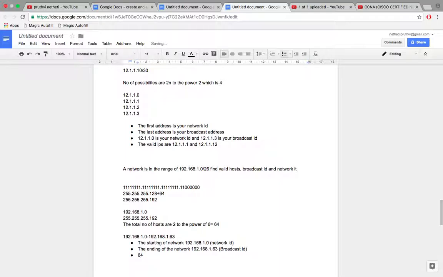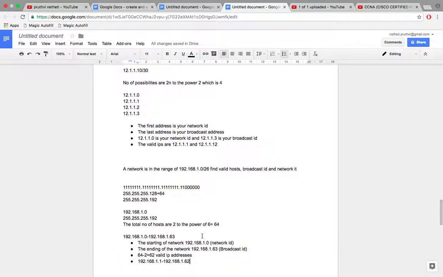64 minus 2. We subtracted the broadcast ID as well as the network ID, and we got 62 valid IP addresses. So the range of valid IP addresses is 192.168.1.1 to 192.168.1.62. These are your 62 IP addresses which we can use.